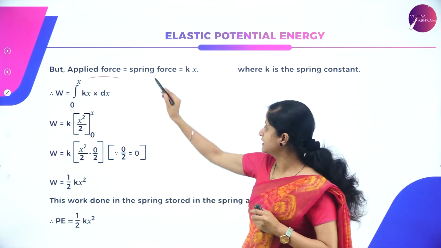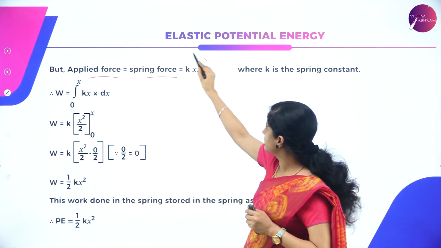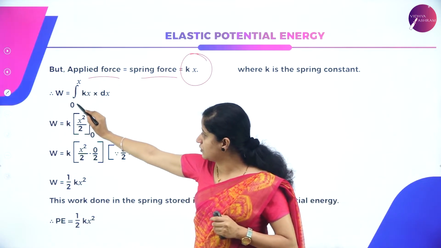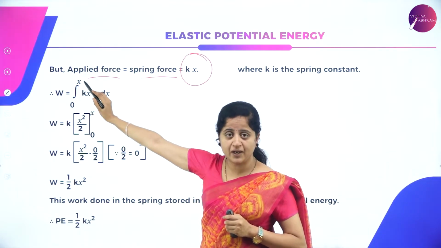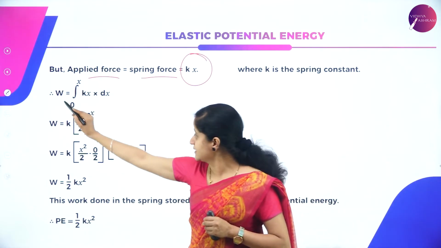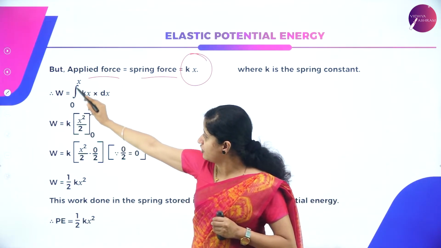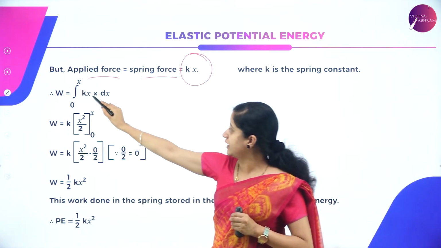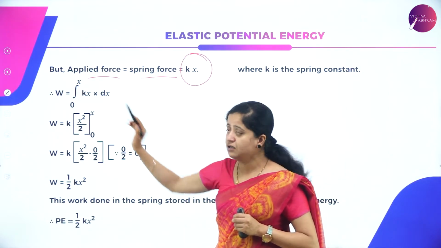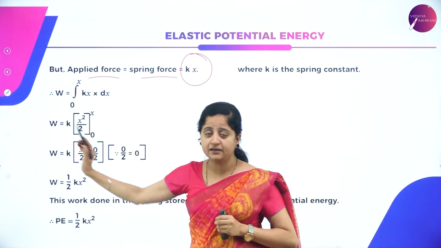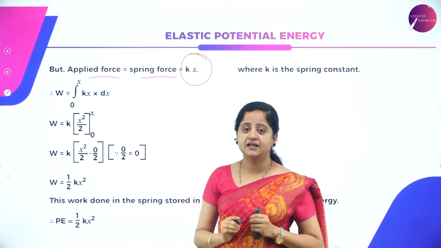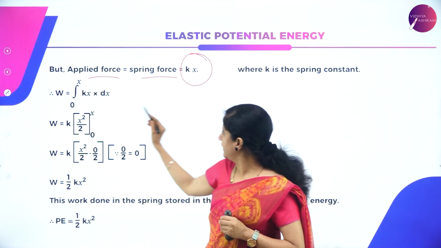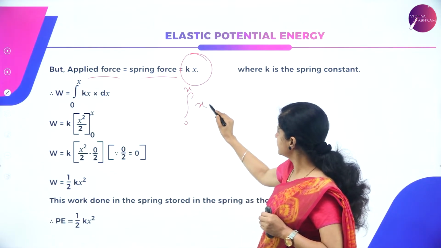So applied force is nothing but the spring force, and spring force is given by kx. So we will get W is equal to the integral from 0 to x in the place of F. I am substituting kx, so kx into dx, where k is a force constant and we have to take it out of the integration. We cannot integrate a constant k, so you take it out and you remain with the integral of x dx from 0 to x.